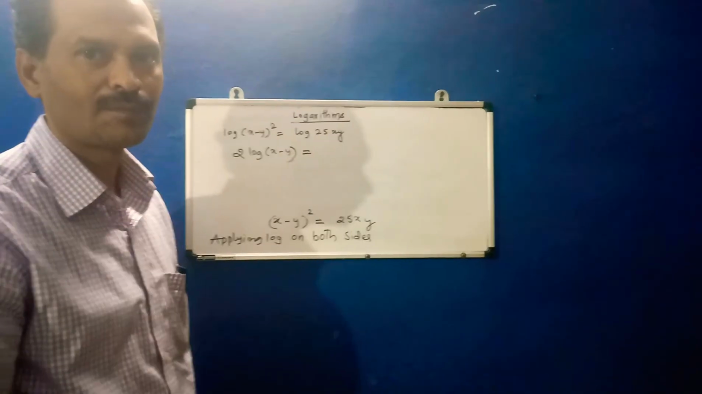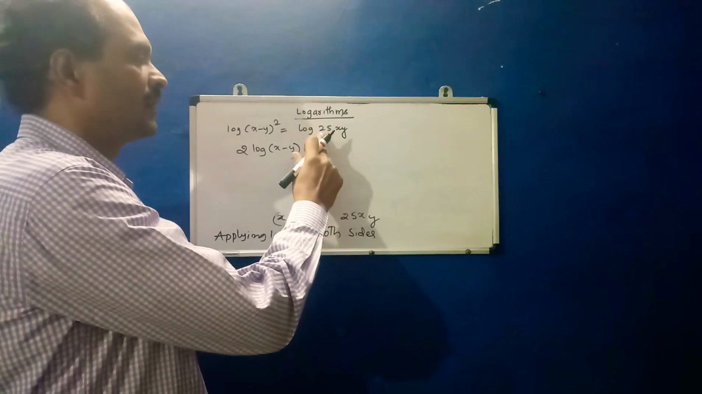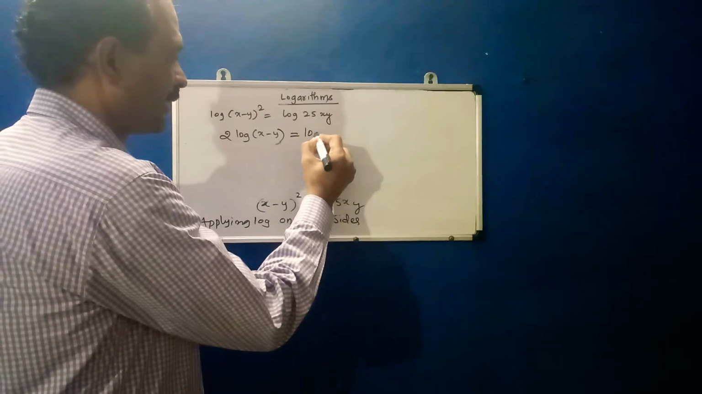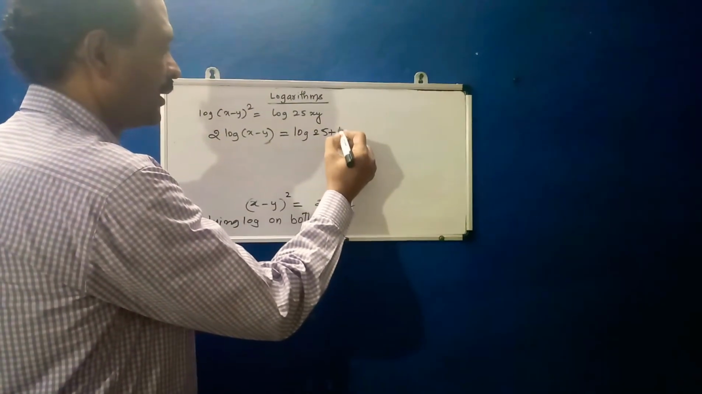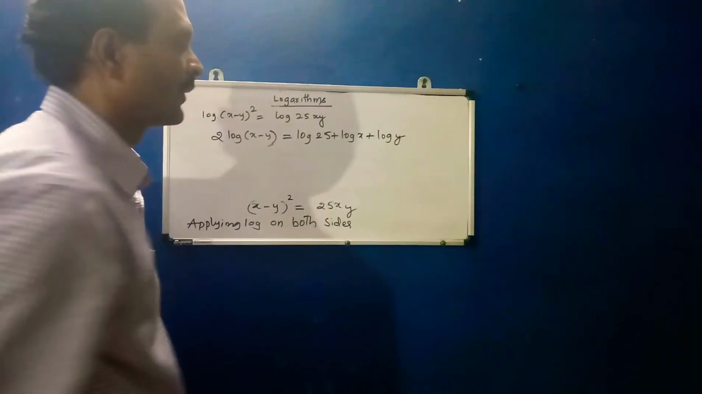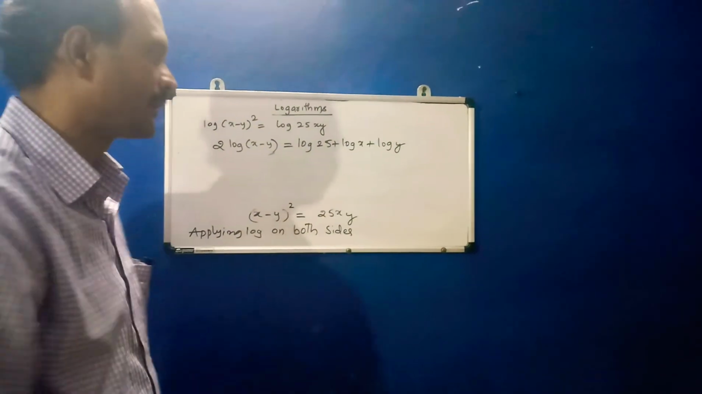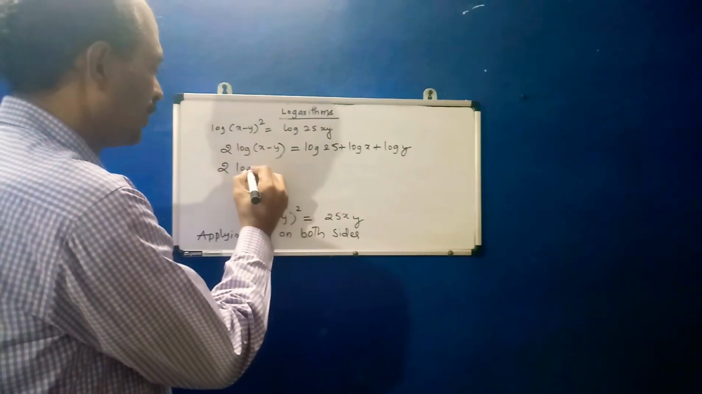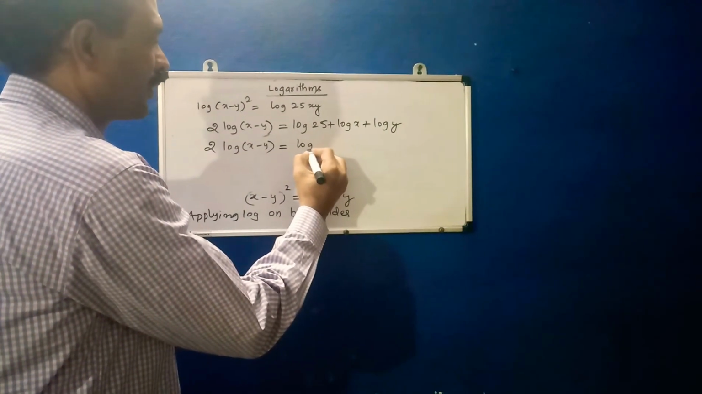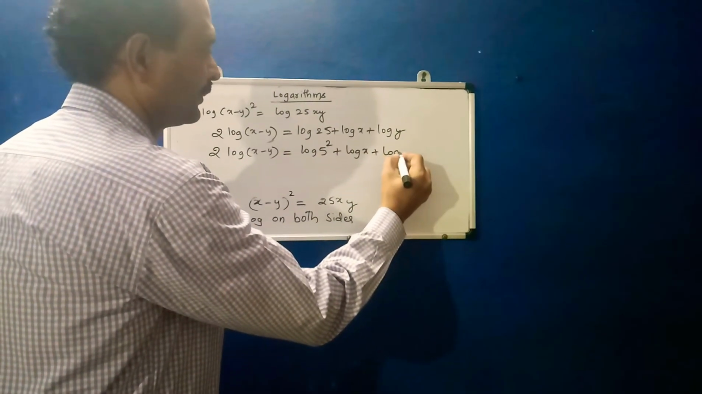Now this is like log abc. There is a product, 25 into x into y, which is converted into addition. So we can apply this like log 25 plus log x plus log y. The next thing is that we can write 25 as 5 square. So this is 2 log (x minus y) is equal to log 5 square plus log x plus log y.